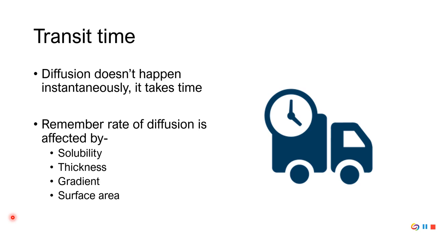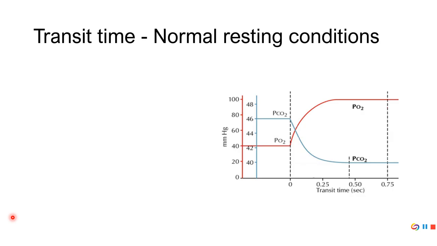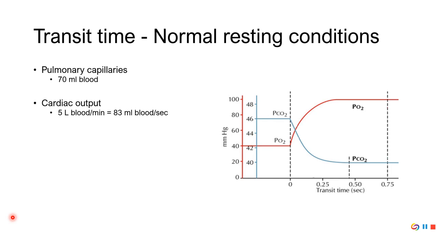Okay, so under normal resting conditions, the pulmonary capillaries hold about 70 milliliters of blood. Okay, and that's just in the capillaries. We're not talking all the lung, but we're just talking about the pulmonary capillaries. Cardiac output is about 5 liters a minute at rest, which means that you've got about 83 milliliters of blood moving through your body every second. All right, and so that would mean, if you did the math, that a red blood cell spends about 0.84 seconds in a pulmonary capillary. And the way we figured that out is you just go 70 mils divided by 83 mils.